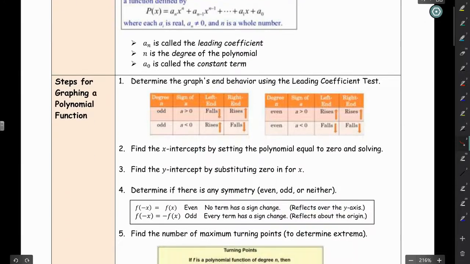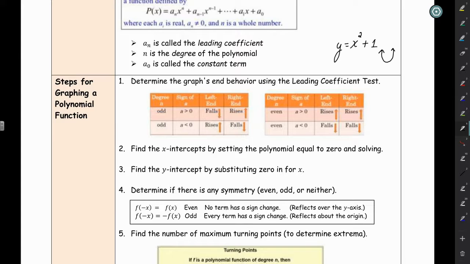Now, the steps involved in graphing a polynomial function, one of the things we want to understand is the graph's end behavior. In other words, what happens on the ends of the graph. So for example, if we have the function y equals x squared plus 1, that graph is going to look like this. Right, now I just know that from experience, but you may not realize that.